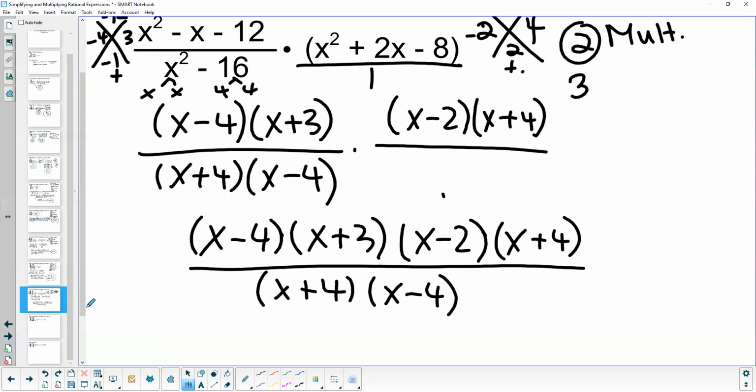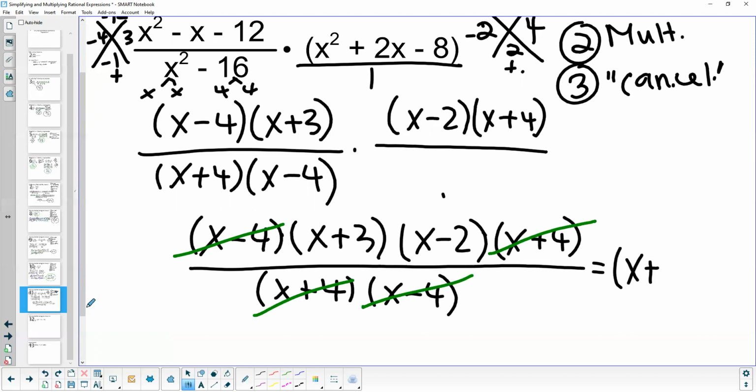Then we get to our third step, which is to cancel or simplify down into 1 all of those things. So whatever I have on top and whatever I have on bottom, they simplify to 1. So I can get rid of this x plus 4. I can get rid of this x minus 4. So what do we end up getting here? Well, I end up with an x plus 3 times an x minus 2.